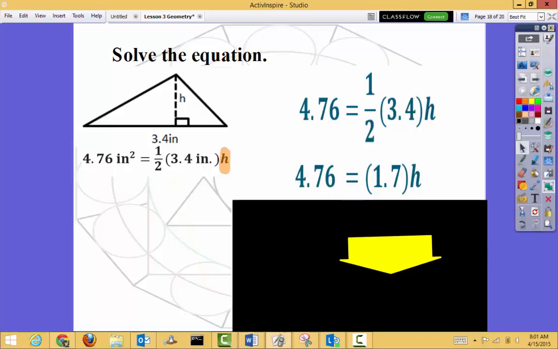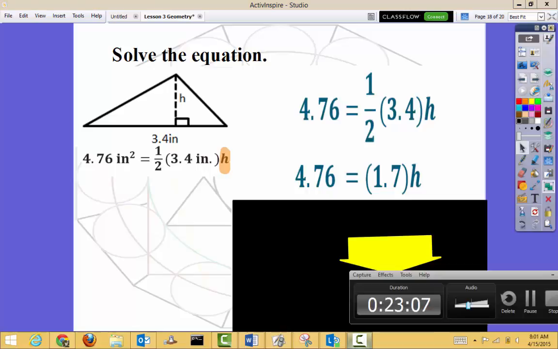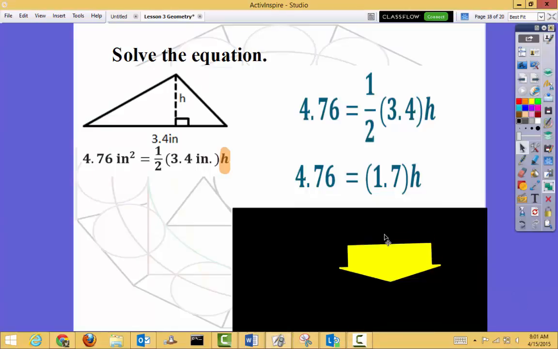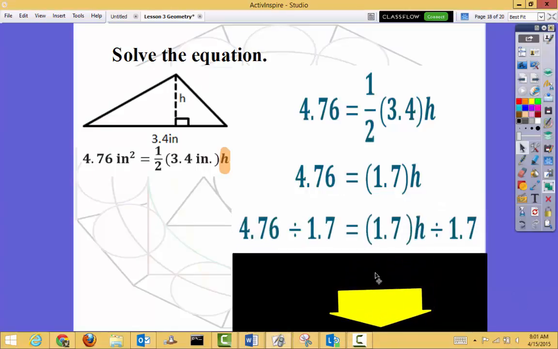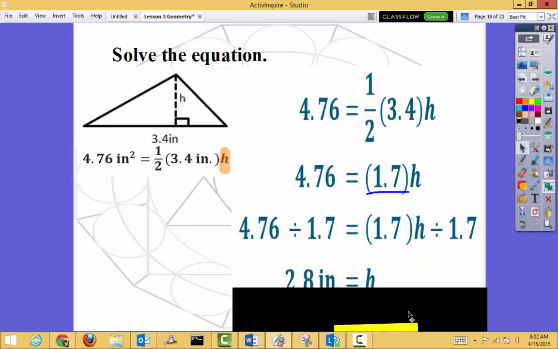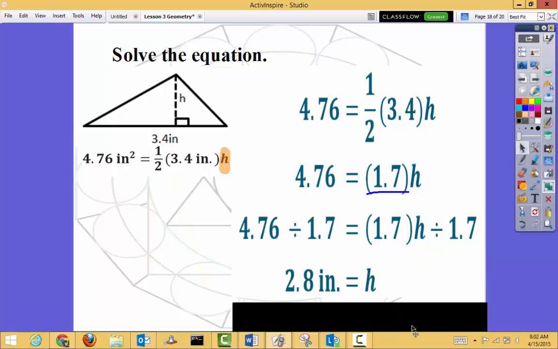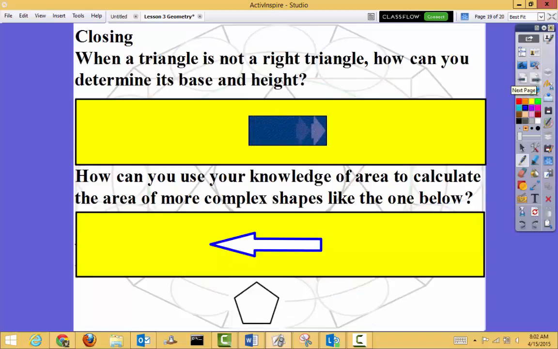What is my final step that you see? Well, the final step is I need to divide it by 1.7. I need to get this variable by itself. So I'm going to divide it by whatever number is next to the variable. And I'm left with h is 2.8 inches. So its height is what? Its height is 2.8.